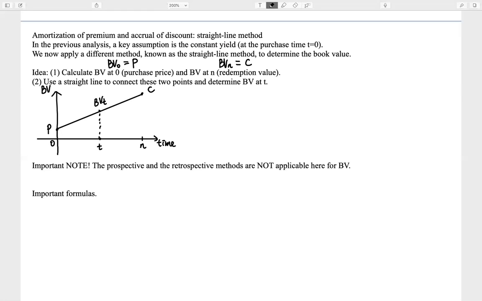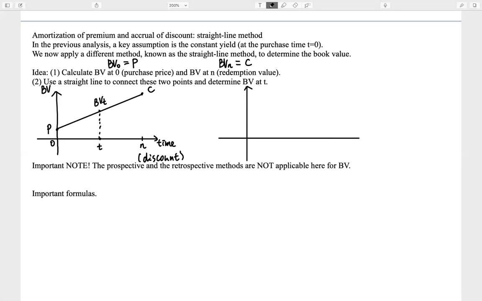Although we probably argue that the previous assumption of a constant yield is very strong, we are indeed doing something different here. But what we are doing is also very simple, in the sense naive. By the way, this is for a discount bond, because when we have a discount bond, the BV is increasing. If you study the previous case, we know that. Meaning we do have another case for the premium bonds.